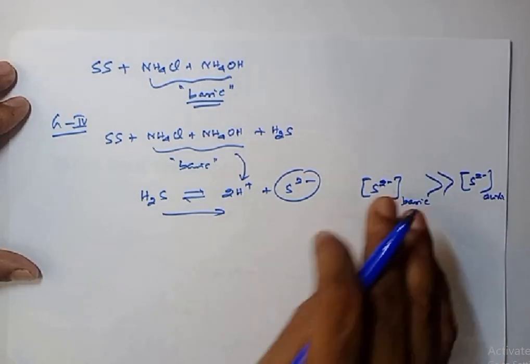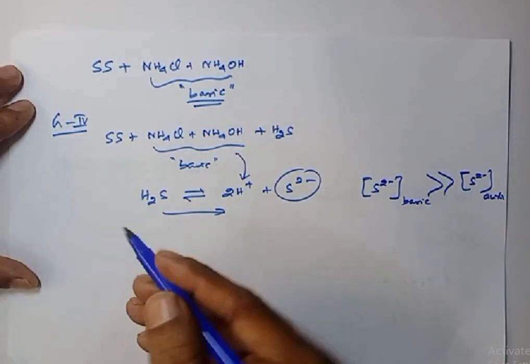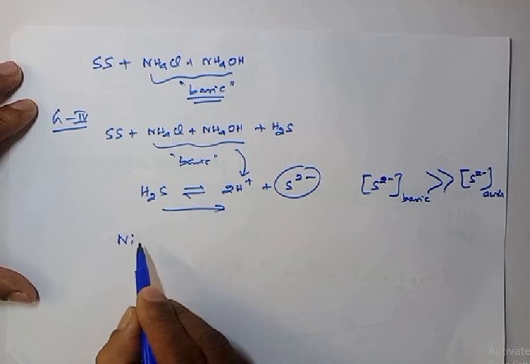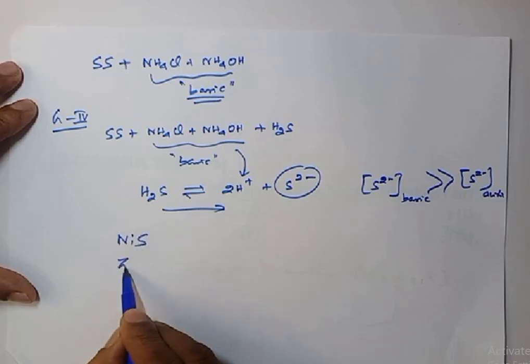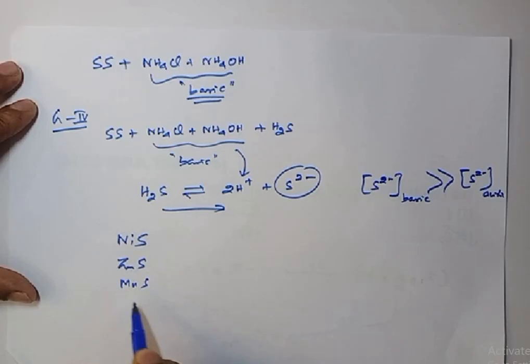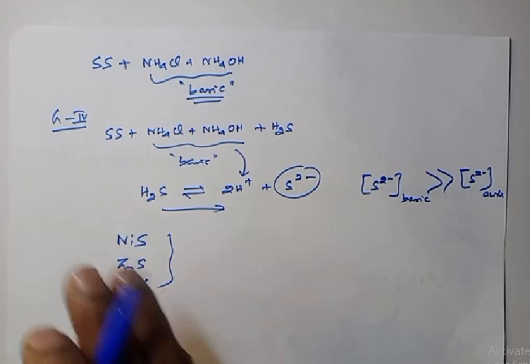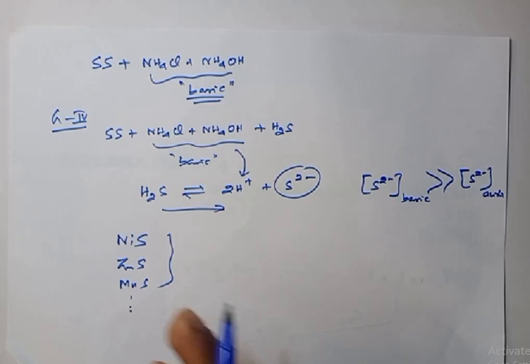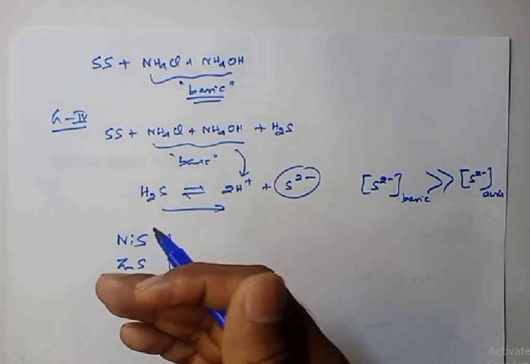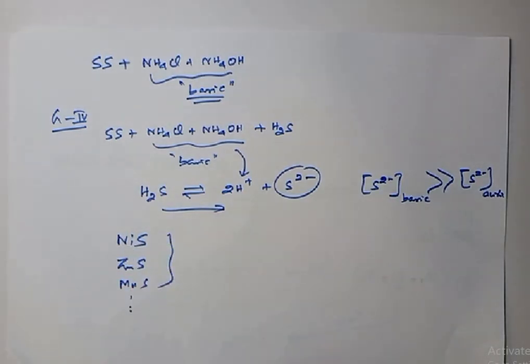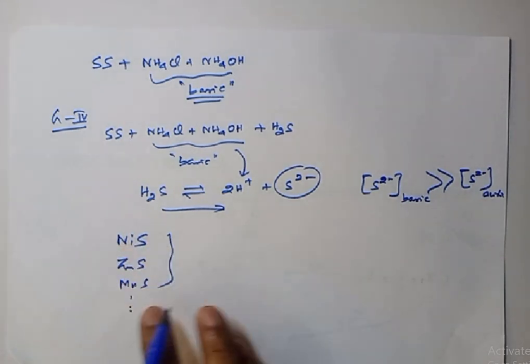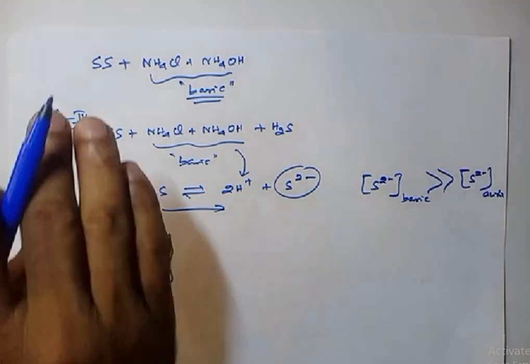Therefore, it can precipitate the sulfides of these metals, like nickel sulfide, zinc sulfide, manganese sulfide, etc. Why? Because their solubility product values are very low. Somewhat low, but compared to group 2 metal ions the values are high, while compared to group 5 sulfides they are very, very low, right? So that's why these sulfides get precipitated in group 4.